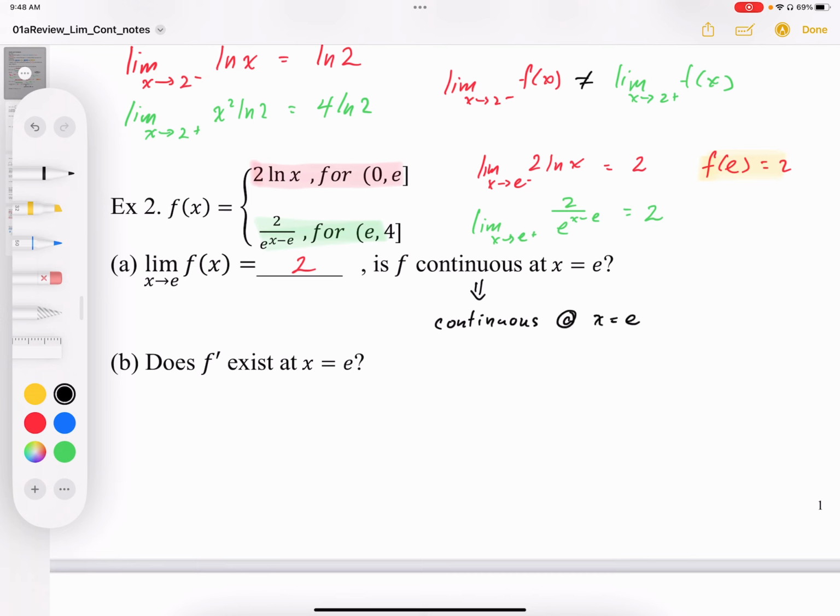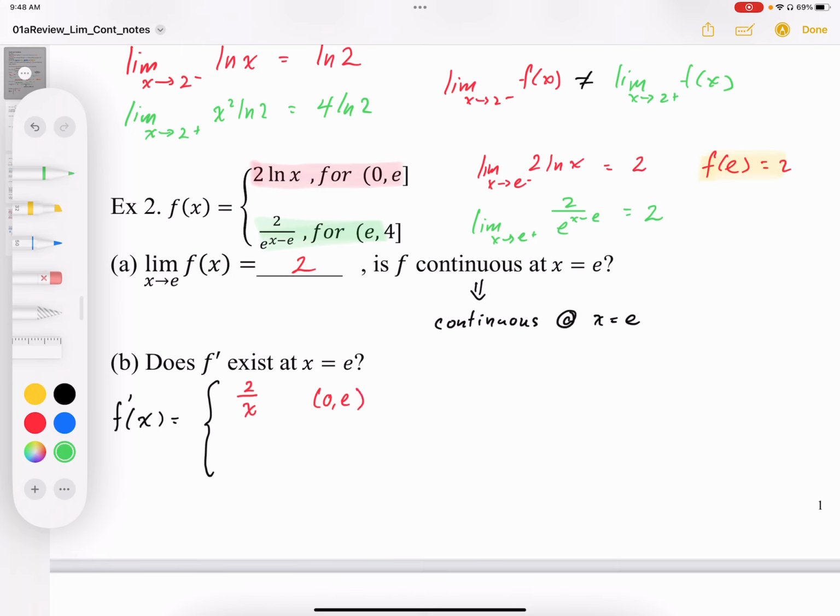Okay, the second part of this: does f prime exist at x equals e? To do this, we need to test the left side and right side derivatives and see whether the left side slope is equal to the right side slope. So we're going to differentiate this, and we need to differentiate the left side of this. This just becomes 2 over x, and that's for 0 to e.